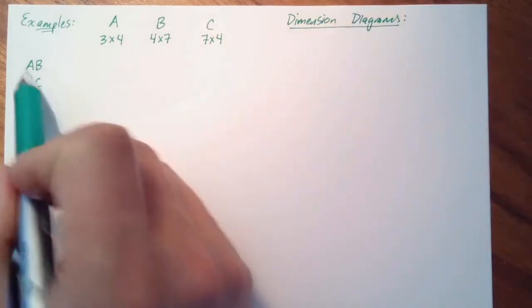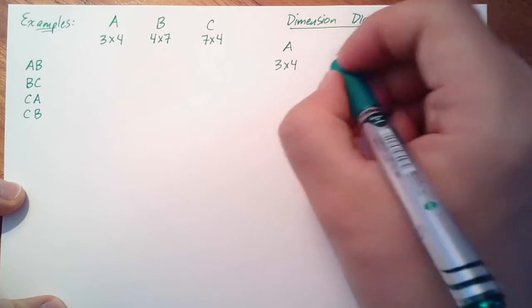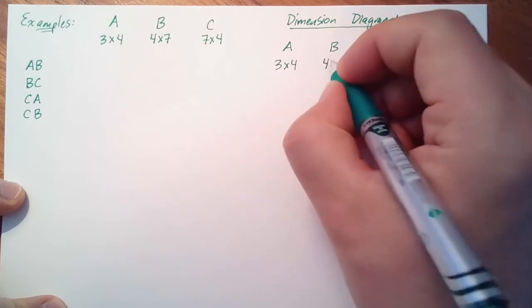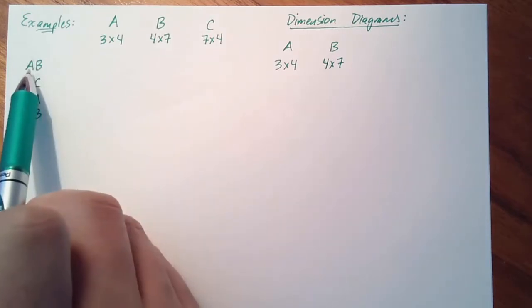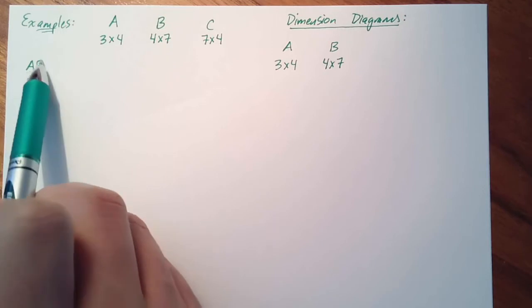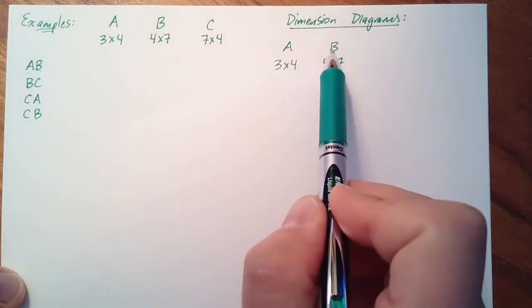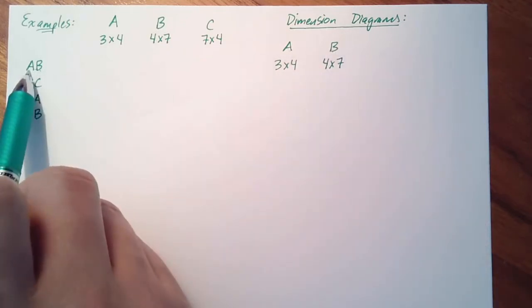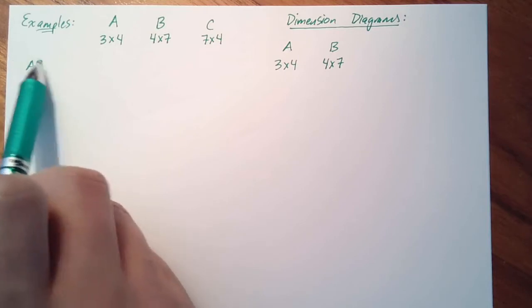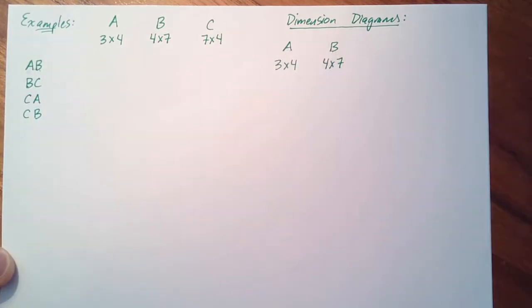So let's start with AB. Let's jot down A is a 3 by 4, and B, which is a 4 by 7. And I just want to make a comment. For this to actually work, you need to make sure the orientation of the matrices in the product you're looking at, this is the one we're looking at right now, and the way they are oriented with each other in the dimension diagram is the same. So in other words, A is to the left of B in this expression. A is to the left of B in this diagram. So just make sure that that's the case.